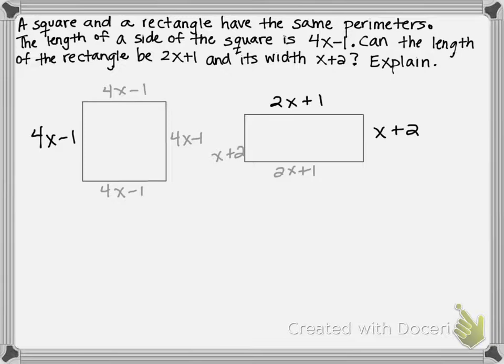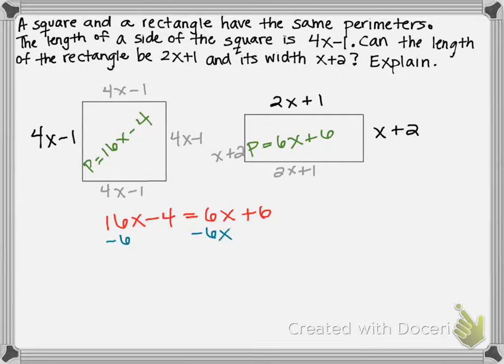Now perimeter. Perimeter, if you recall, is all the side lengths added together. So for the square, the perimeter is 16x minus 4. Again, I took that from just adding all 4 sides together. For my rectangle, the perimeter is 6x plus 6. Again, by adding all of the sides together. So, I want to find out, can those two things possibly be equal? And the way we find out is by actually trying to work it out.